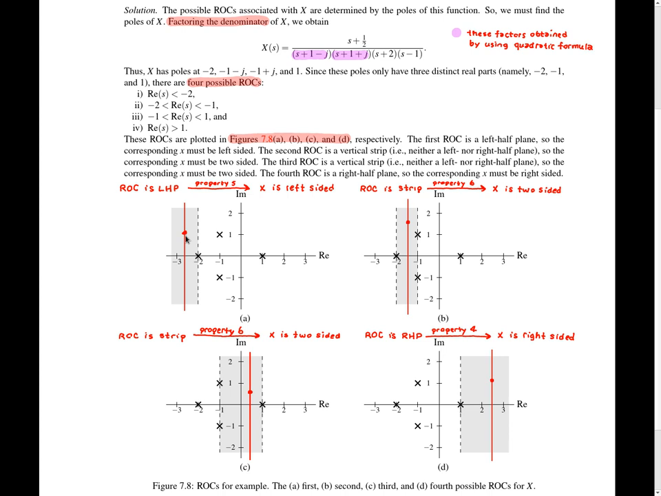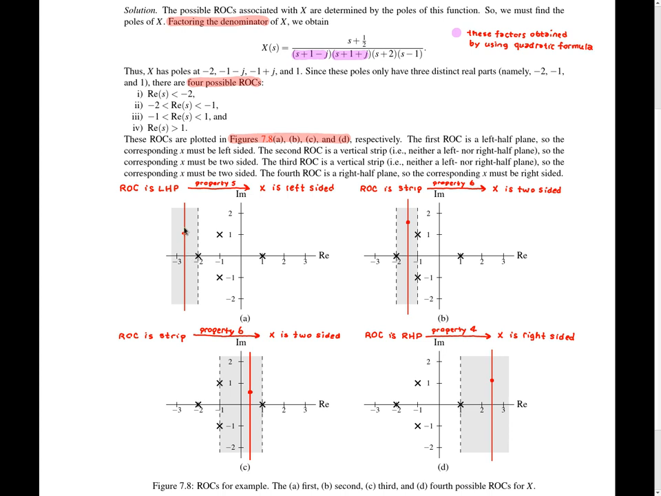So suppose that this particular point here that's marked by a red dot is in the region of convergence of big X. Then from the properties of the region of convergence, we know that all the points on this vertical line must also be included in the region of convergence. And because the function big X is rational, we know that this vertical line is going to grow leftward and rightward until it either hits a pole or goes all the way to infinity.